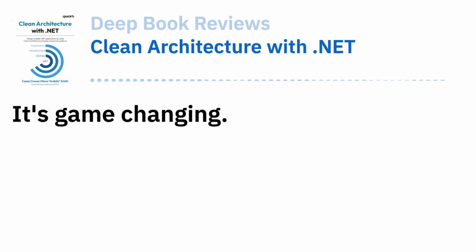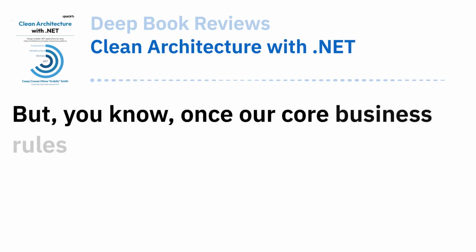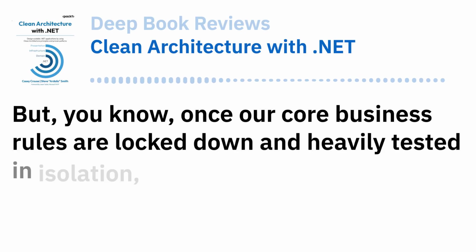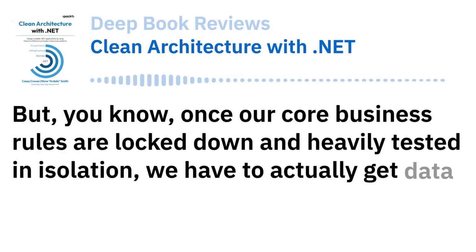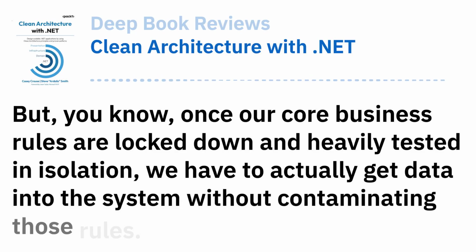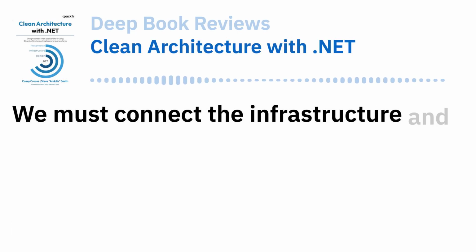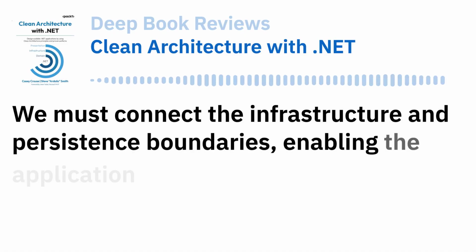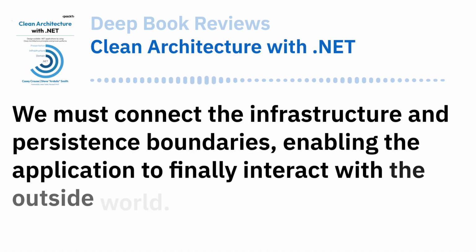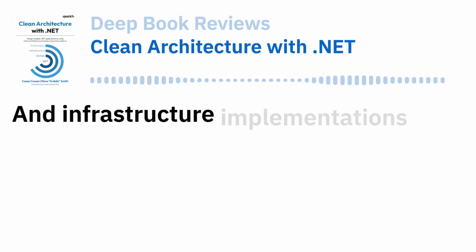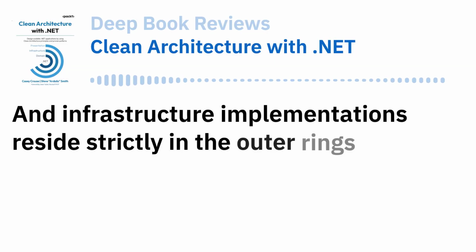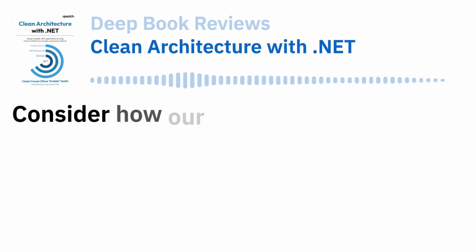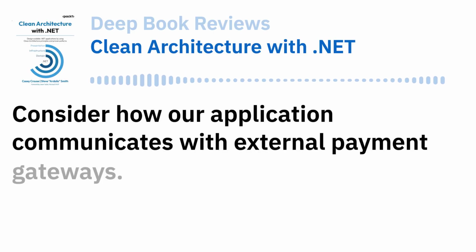It's game-changing. But once our core business rules are locked down and heavily tested in isolation, we have to actually get data into the system without contaminating those rules. We must connect the infrastructure and persistence boundaries, enabling the application to finally interact with the outside world. Right. And infrastructure implementations reside strictly in the outer rings of the architecture. Consider how our application communicates with external payment gateways.